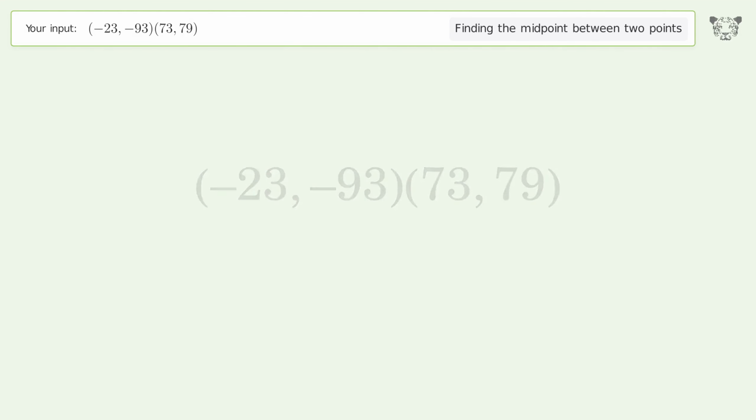The coordinates of point 1 are, x1 equals -23, y1 equals -93. The coordinates of point 2 are, x2 equals 73, y2 equals 79. PM represents the midpoint of the 2 points.